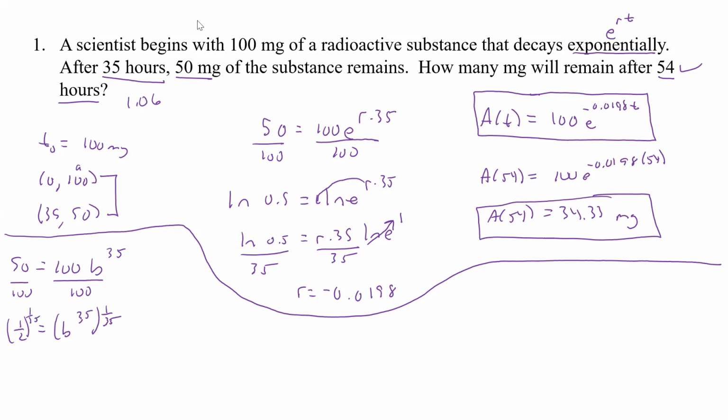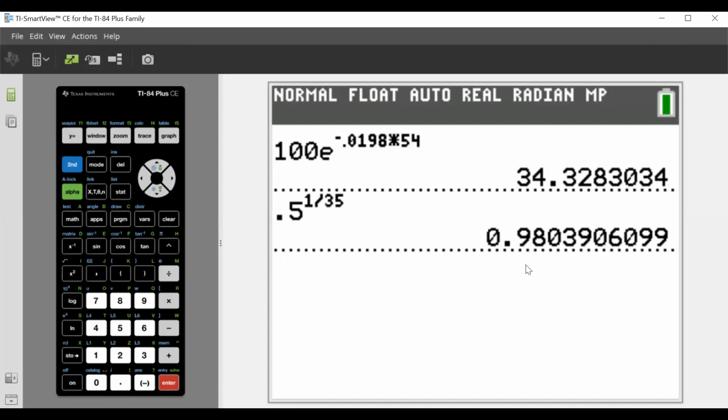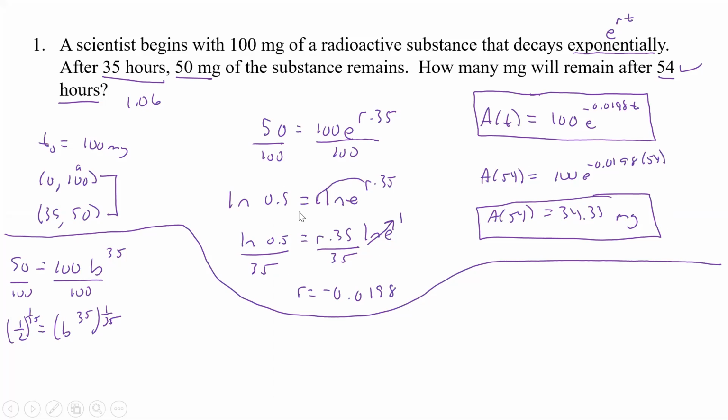So 1/2 to the 1 over 35. So 0.5 to the 1 divided by 35. Okay, so that's going to be 0.9804. So B is equal to 0.9804. Now again, we're rounding to 4 decimal places in most cases where we have that.